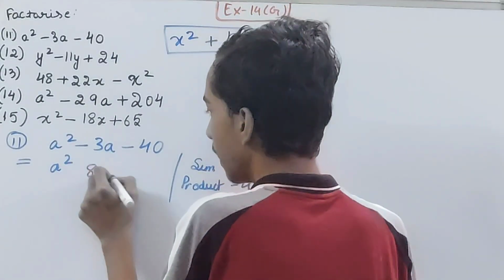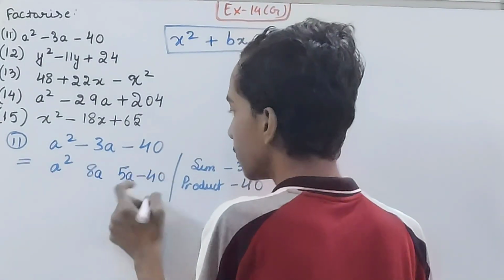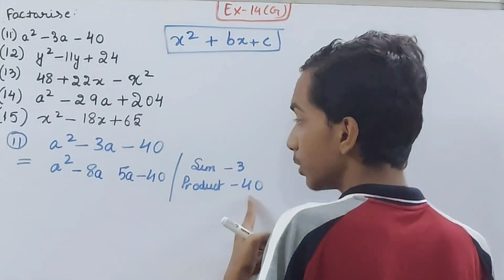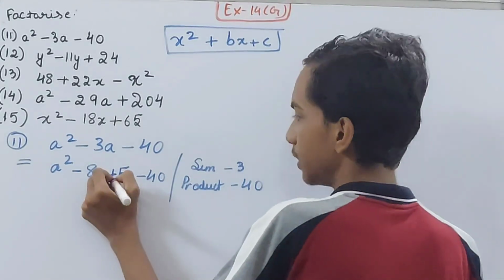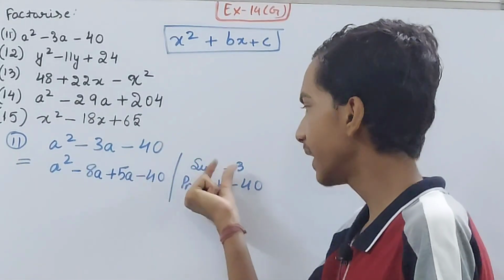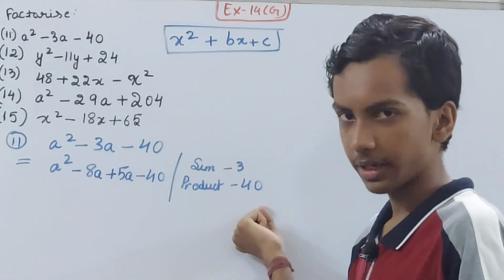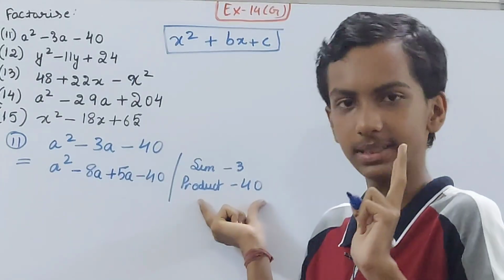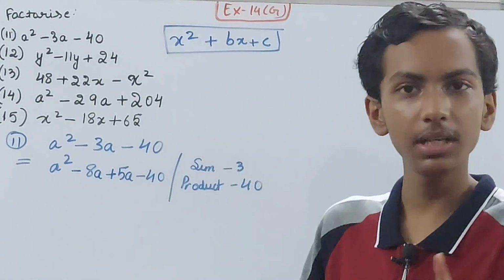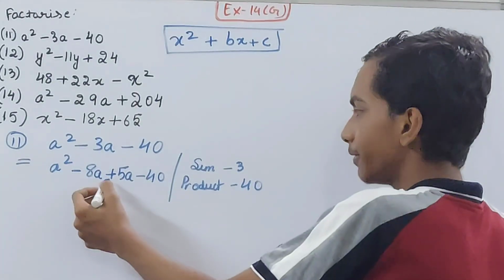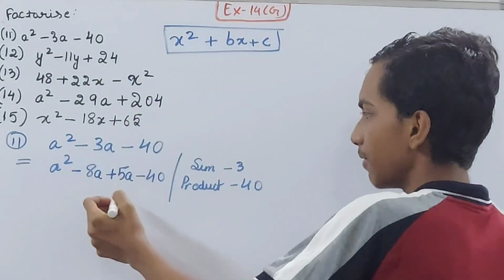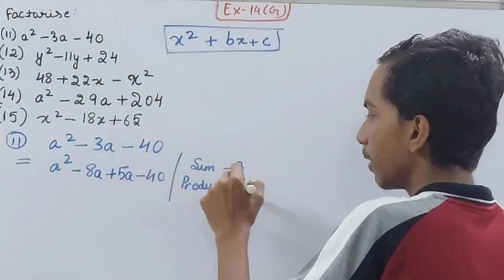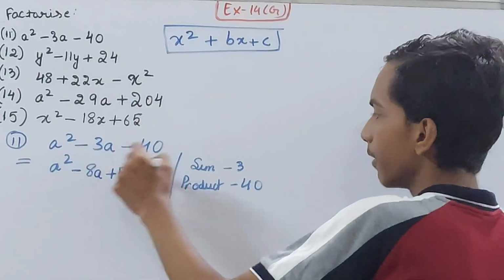First you write down 8a, then 5a, then minus 40. If I want the sum negative, my greater term is going to be negative. The product is also negative, that means the other term has to be positive. Since the product is negative, one term is positive and one term is negative. And when the sum is also negative, the greater term is negative, because the sign is always that of the greater term when we are adding. So minus 8a plus 5a: minus 8 into plus 5 is minus 40, and minus 8 plus 5 is minus 3.